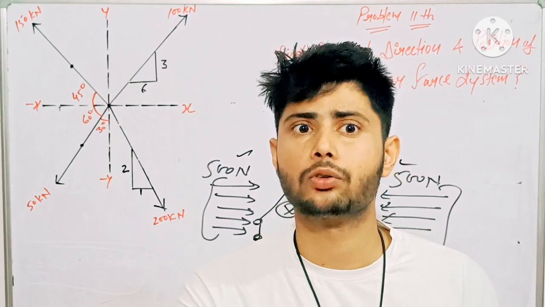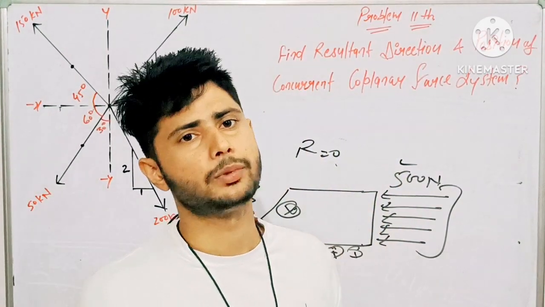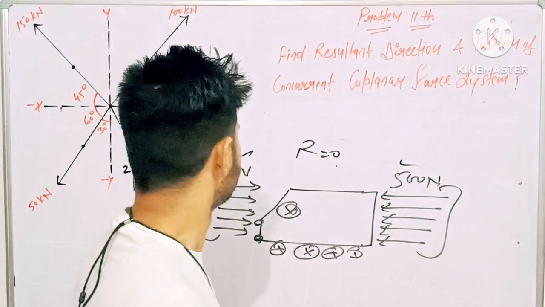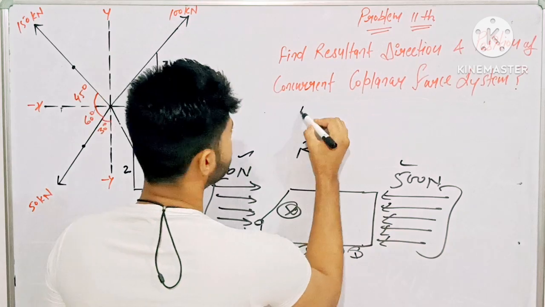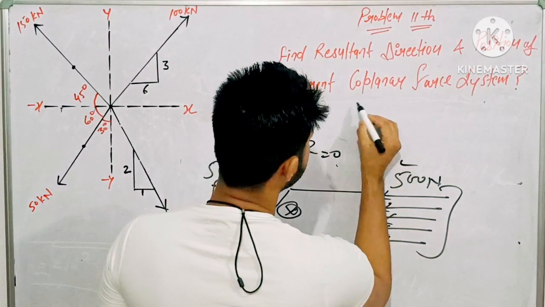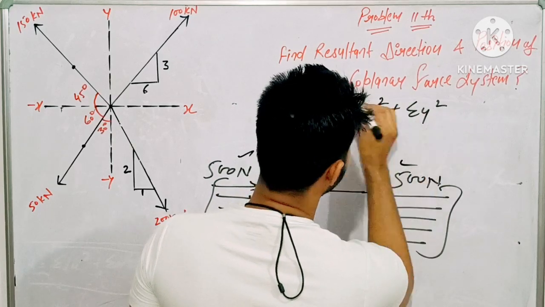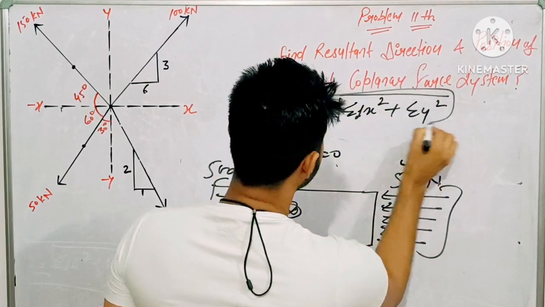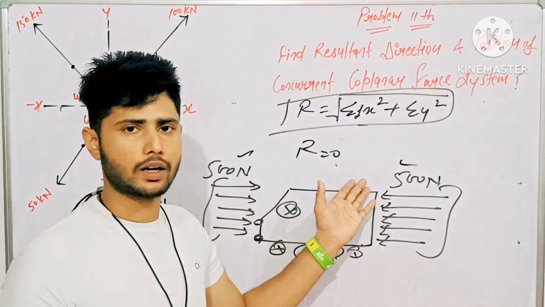That unbalanced force is your resultant. Here the unbalanced force is 0, which means your resultant remains 0. So we have a direct formula to find the resultant, that is the square root of the summation of F x squared plus the summation of F y squared. You can put the values directly into this formula.